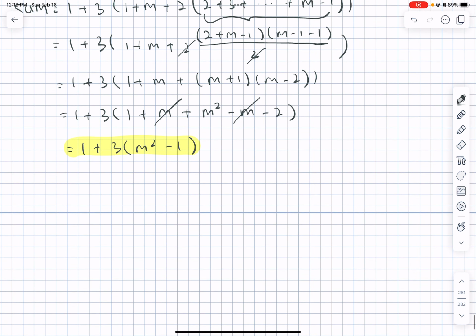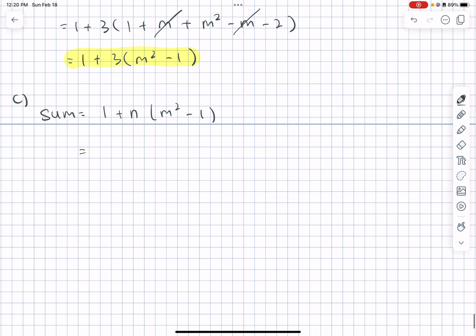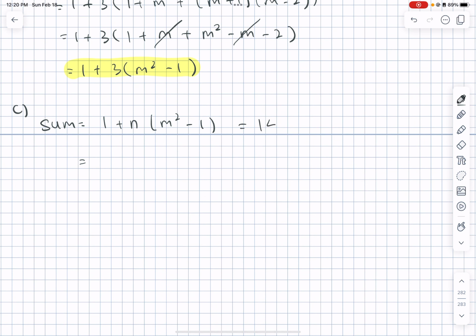So we got the sum for the M3 subsequence. So for part C, we can just reuse this formula. So the sum will be equal to 1 plus, instead of 3, we're going to have a variable n. So it's 1 plus n times m squared minus 1. Okay, cool. So this thing is going to be equal to 145.